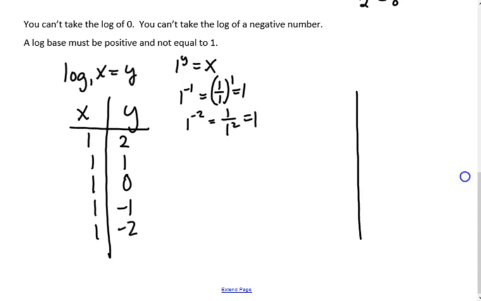So if I graph this, the point 1, 2, the point 1, 1, the point 1, 0, the point 1, negative 1, and the point 1, negative 2, and I could continue on, I have a vertical line. So not only is a vertical line not a log function, it's not even a function. So that's why the base can't equal 1. Now, a negative base is problematic because if I raise a negative base to an even power, it becomes positive. If I raise a negative base to an odd power, it becomes negative. So instead of a nice smooth log graph, I have a crazy thing that jumps up and down, above and below the x-axis, and it also will not look like a log graph.